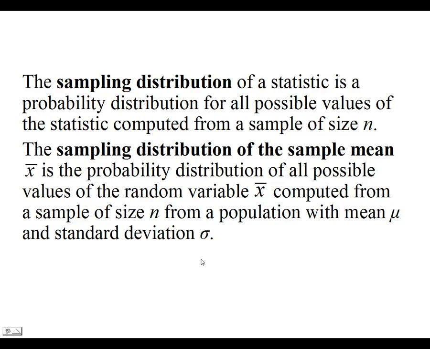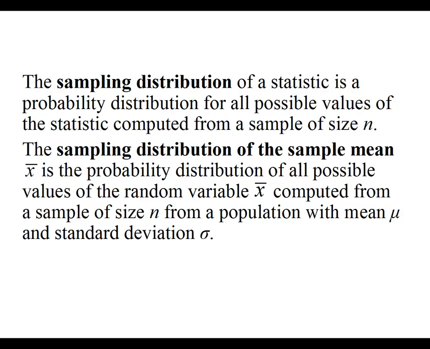Now we're going to deal with two basic sampling distributions. One is going to be dealing with the mean, mu. That's the one we're going to talk about first. And the other is going to deal with proportions, p. So when we have quantitative data, the sampling distribution of the different statistics will be the probability distribution for all the different possible values that statistic can take when it has a sample size n.